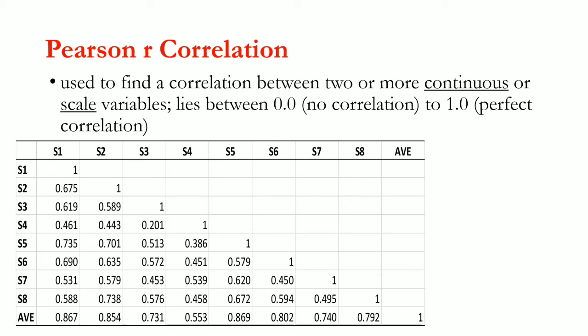So you will see here values ranging from 0. I guess highest is 0.867, and then we have the lowest, for example, 0.2. Correlation varies from 0.0 to 1.0. The closer to 1.0, the higher the correlation. Correlation values may also be positive or negative.